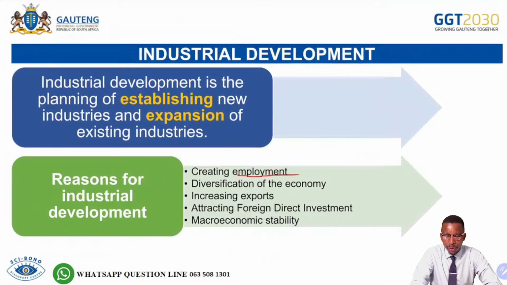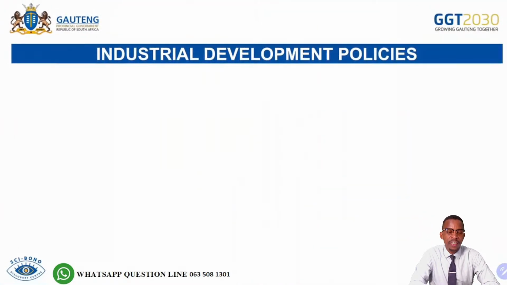To create job opportunities, diversifying the economy so that there will be a variety of goods produced, increasing exports so that there will be more goods produced locally and sold abroad, then the country can be competitive abroad, attracting foreign direct investments, and then also macroeconomic stability. These are reasons for industrial development.